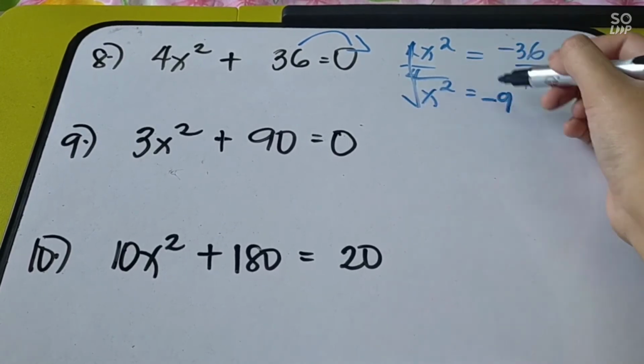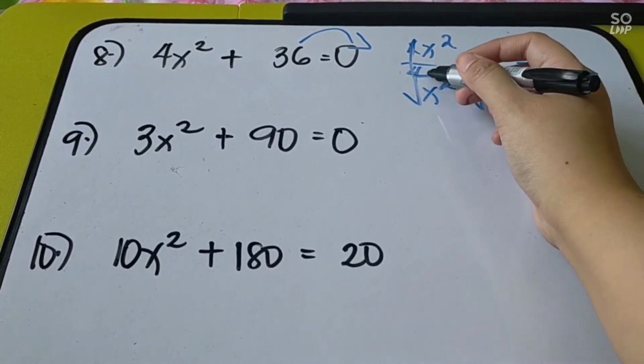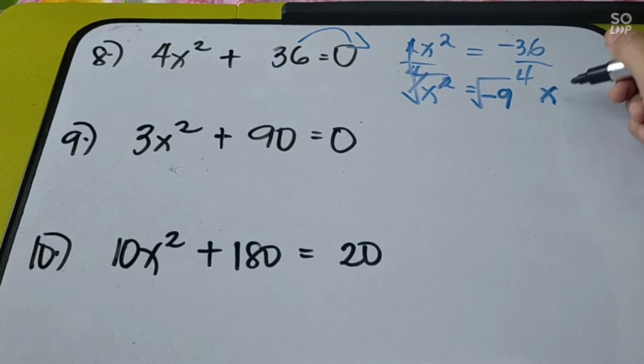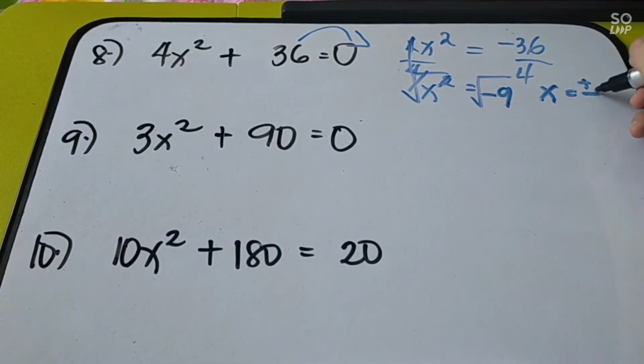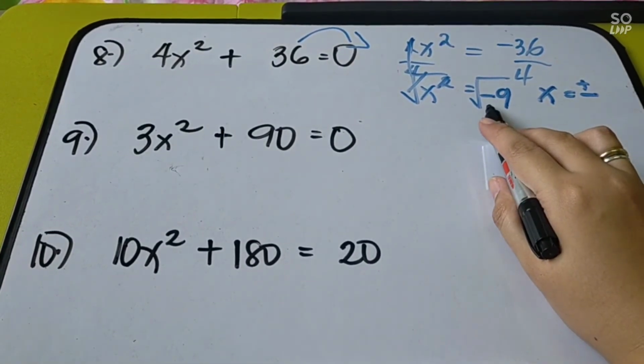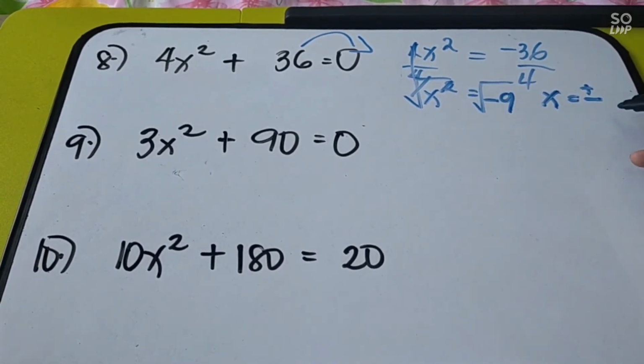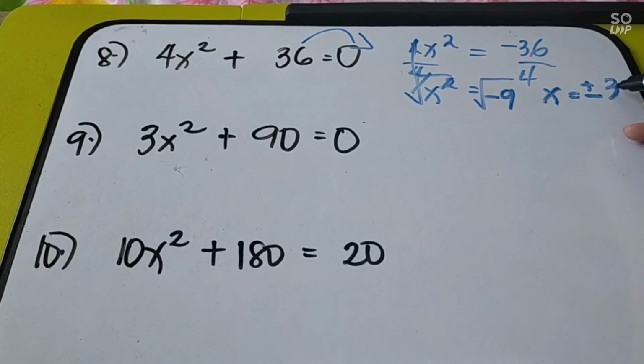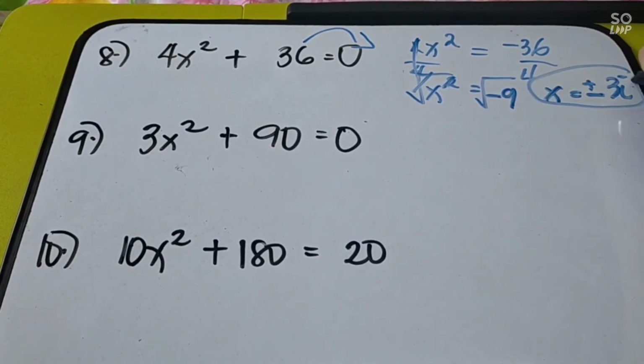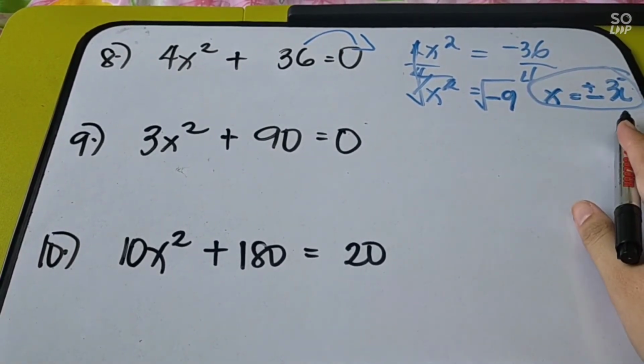If you find the square root of this, the square cancels out. So, you have here x. It is equal to positive and negative. Since we have the square root of a negative number, therefore, the answer is 3i. We're done. Positive and negative 3i.